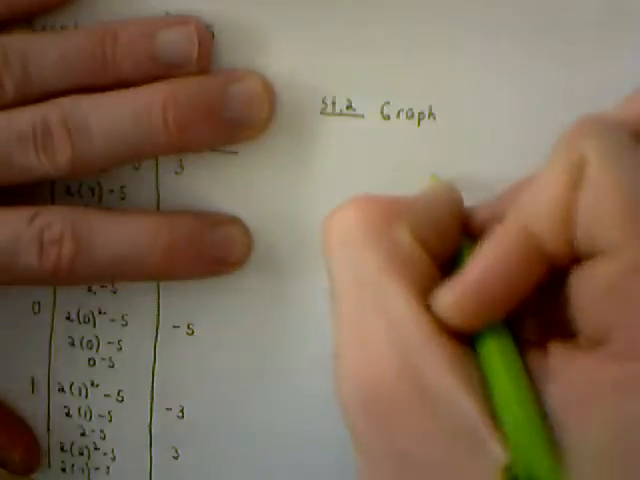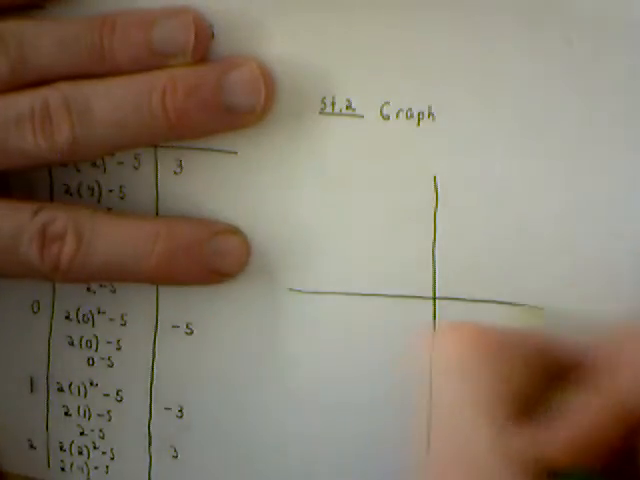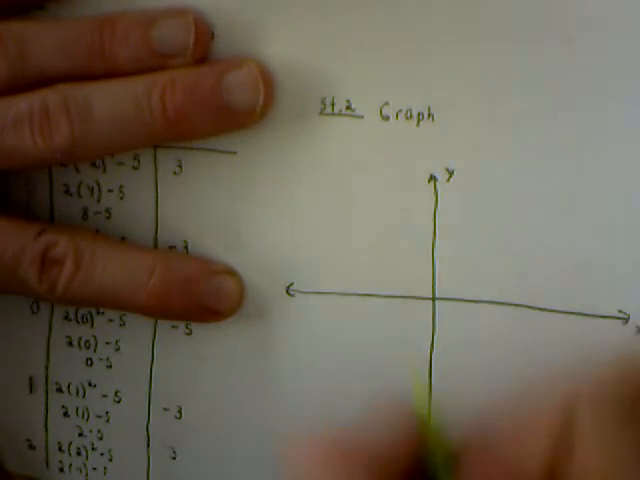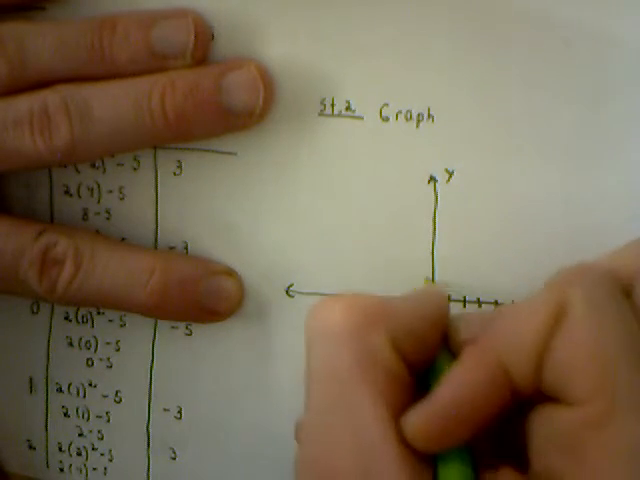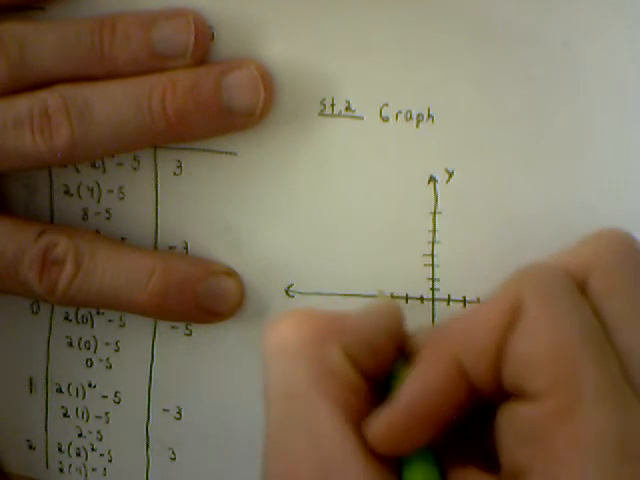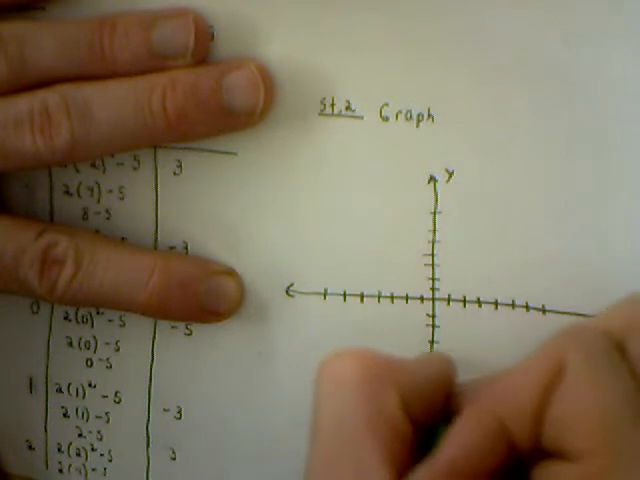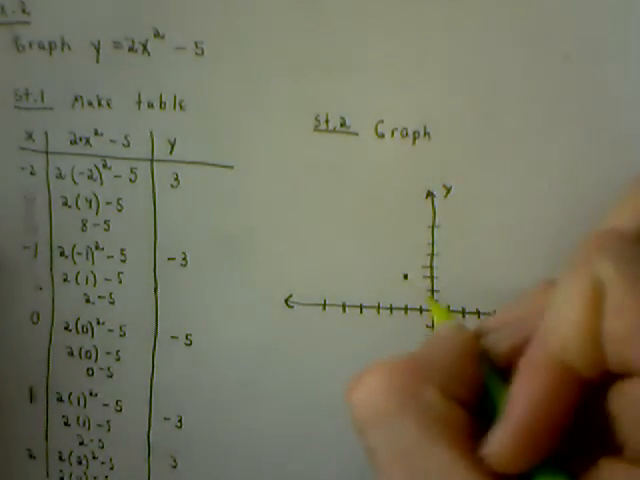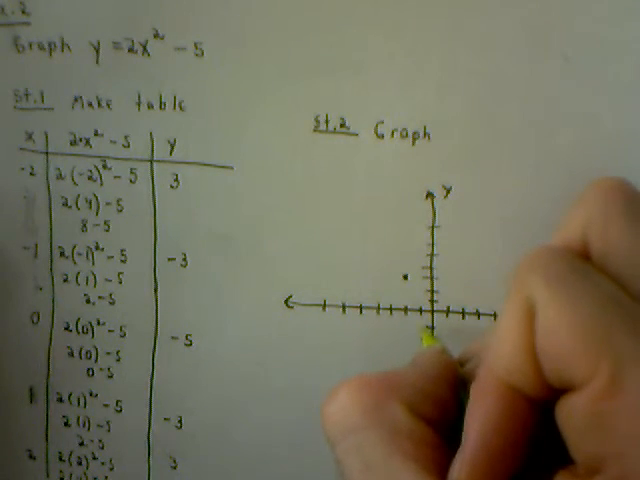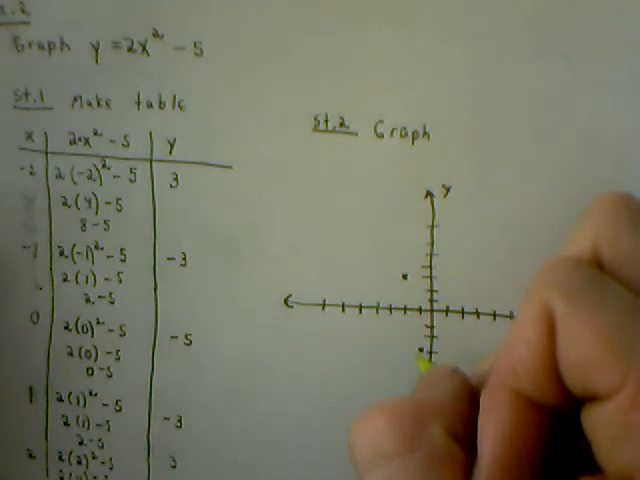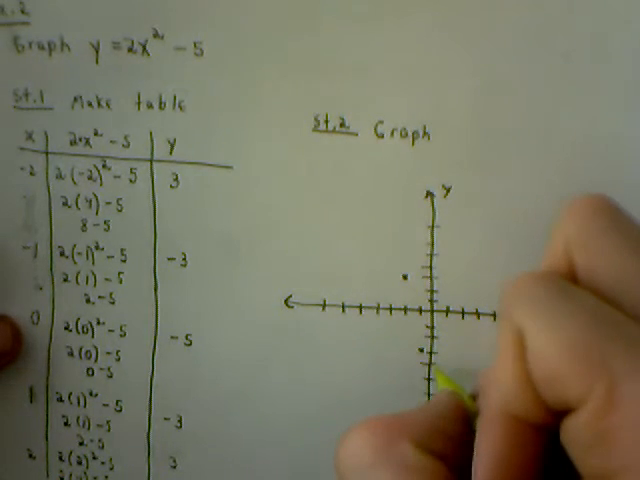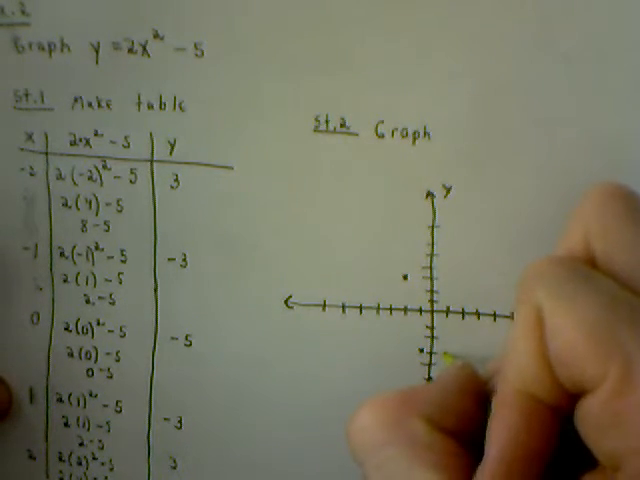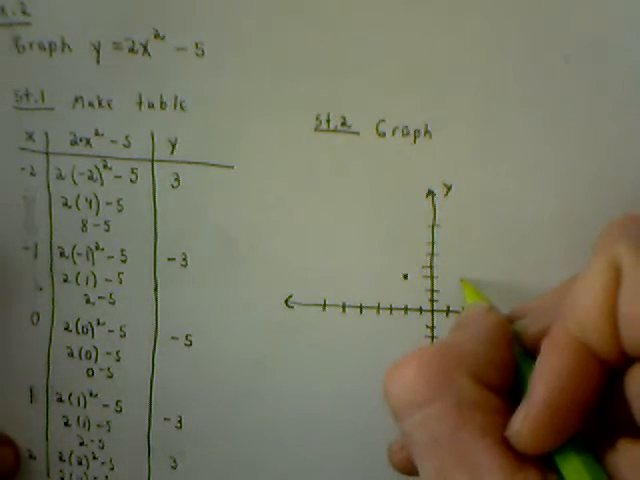Here we go. So make a quick graph here. Y and X, make sure you label it. So my first ordered pair is -2, +3. My next ordered pair is -1, -3. My next ordered pair is 0, -5. Then I have 1, -3, and 2, 3.